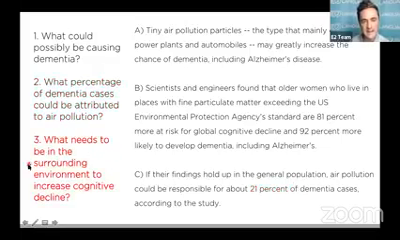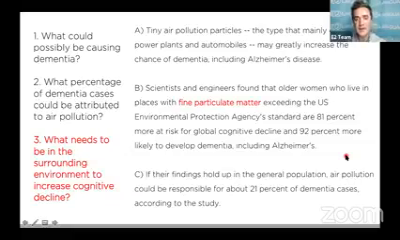What needs to be in the surrounding environment to increase cognitive decline? So maybe your keyword is cognitive decline. You can see here cognitive decline. Here it says scientists and engineers found that older women who live in places with fine particulate matter are at more risk for global cognitive decline. The answer there was fine particulate matter. Some of you got that.